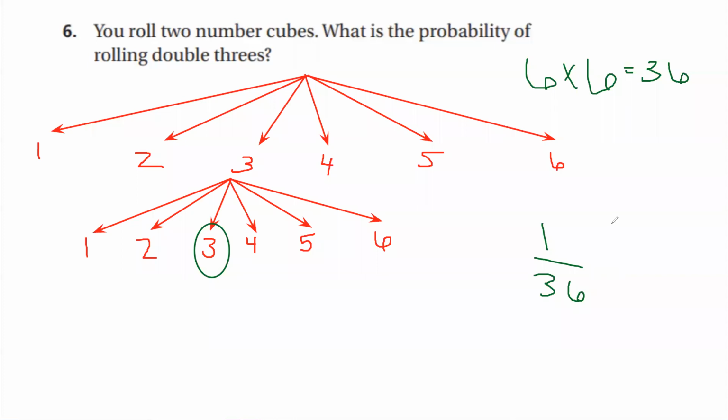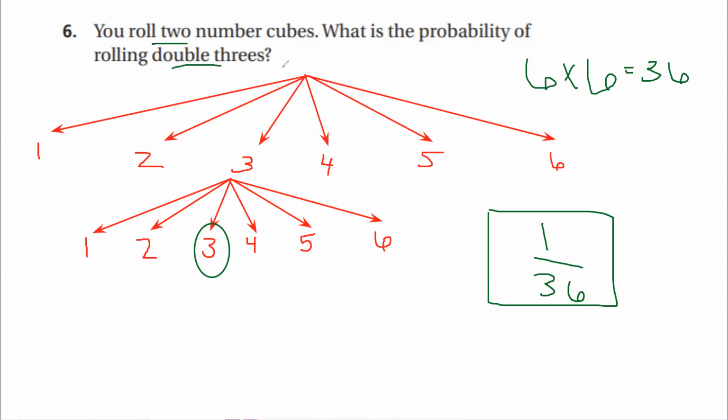Hopefully you made it to this answer right here. It is 1 out of 36. So if you look at my tree diagram, you could have also made a table for this one because you're only rolling two number cubes. I did a shorthanded tree diagram here since there are so many possible outcomes. So I did my first roll. So I could have gotten a one, a two, a three, a four, a five, or a six, but I know the only thing I want is a three.